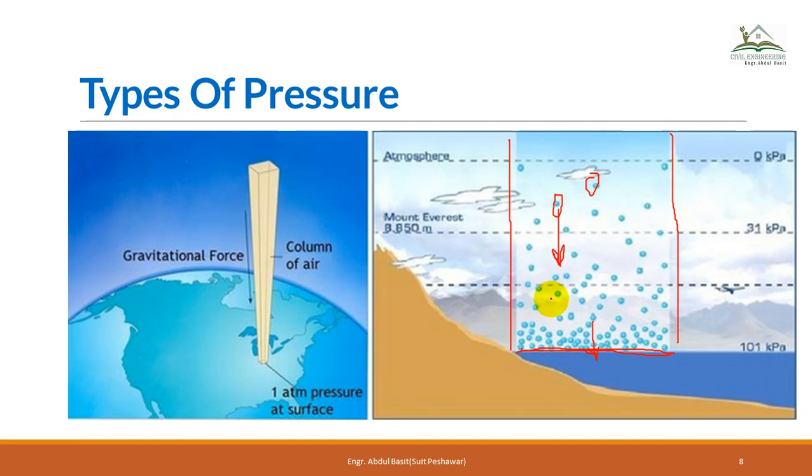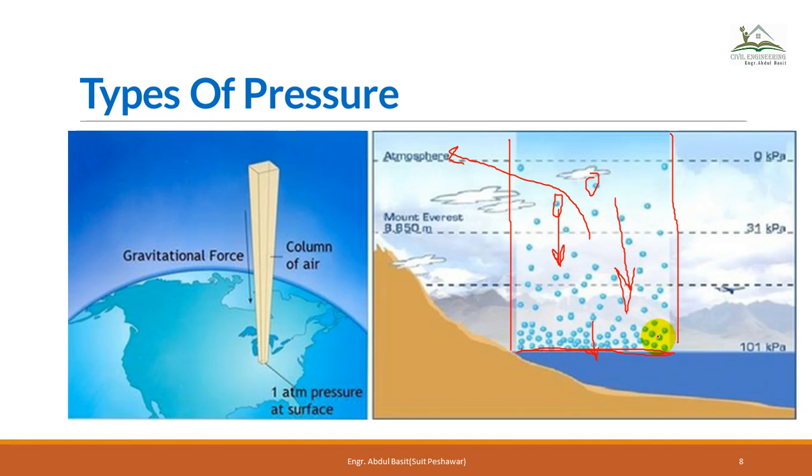So at each elevation that will be different. That's why we are selecting the sea level to measure the pressure of air. You can say the air column will exert some pressure on the sea level, that is called atmospheric pressure, in very simple words. There are two types of atmospheric pressure: one is local atmospheric pressure and the other one is constant atmospheric pressure.